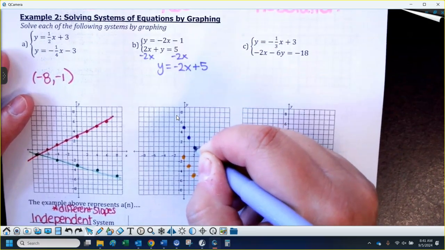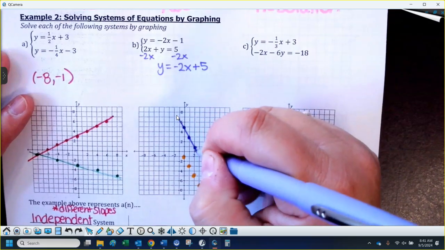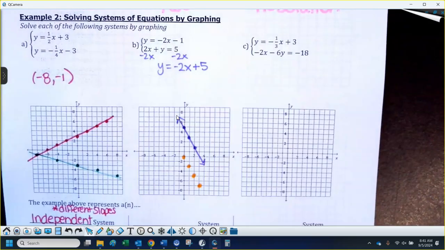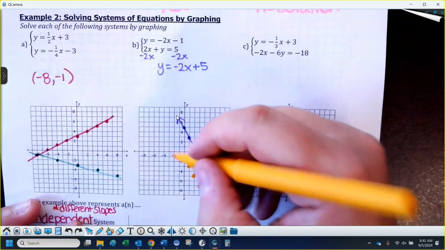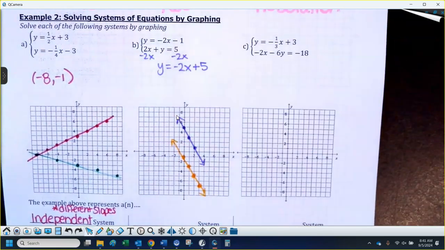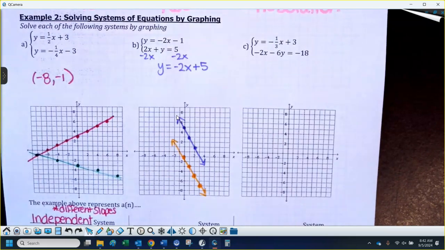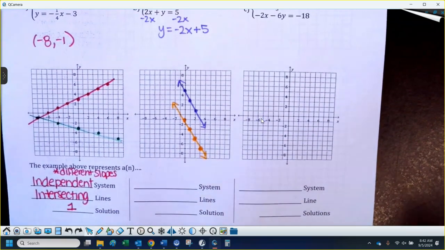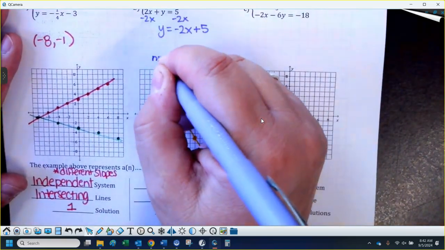But you can see these guys have the same slope. They have different y-intercepts. So what can you tell me about these two lines? If I have the same slope and a different y-intercept, what do I have? They're parallel for sure. Okay, so in terms of a solution here, they don't run into each other, so this is no solution.